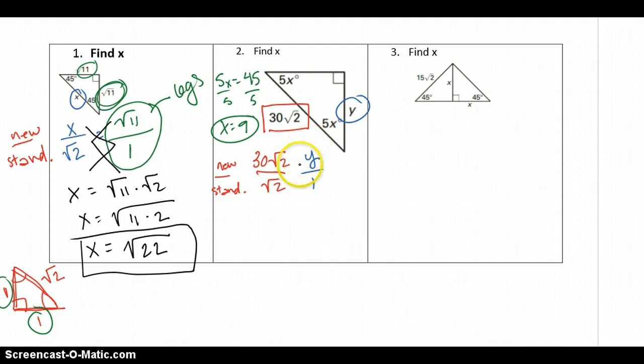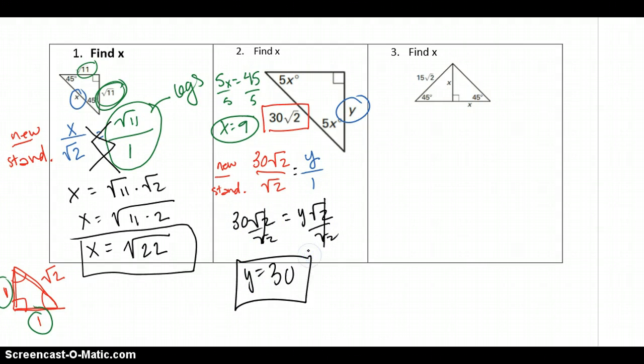Alright? All we need to do now is cross multiply. I won't draw the arrows this time to confuse you, Monica. Alright? So, 30 root 2 times 1 just gives me 30 square root of 2 is equal to y times the square root of 2. How can I get y by itself? Divide both sides by square root of 2, which conveniently works out to leave me with y is equal to 30. Yep, that's fine. Okay. Questions on number 2.